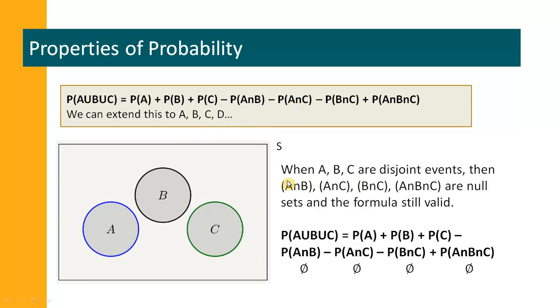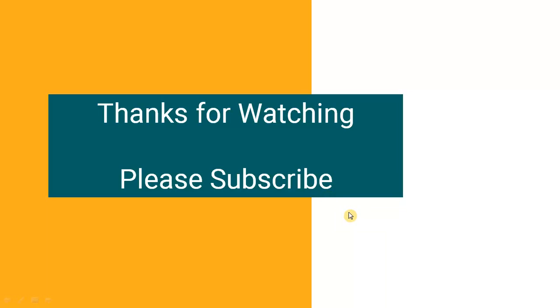Here, what happens when A, B, C are disjoint events? If A, B, C become disjoint events, then A intersection B, A intersection C, and B intersection C, also A intersection B intersection C, are null sets. But the formula of P of A union B union C is still valid. How? Because P of A intersection B, P of A intersection C, P of B intersection C, and P of A intersection B intersection C become null events. So that is how the formula is still valid for disjoint events also. So that is all about this video.